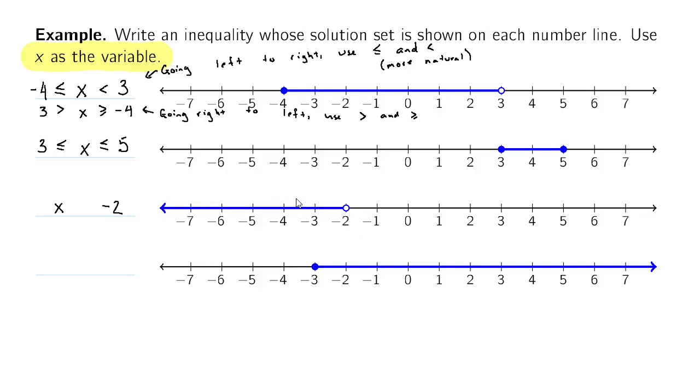We're looking to the left of -2. So we're looking at numbers that are less than -2. And -2 itself is not allowed to be a solution. So this is just a less than, not a less than or equal to. Here, we're describing a relationship between x and -3. We're going to the right of -3, so we're going to use a greater than. -3 is allowed to be a solution, so we're going to have greater than or equal to.